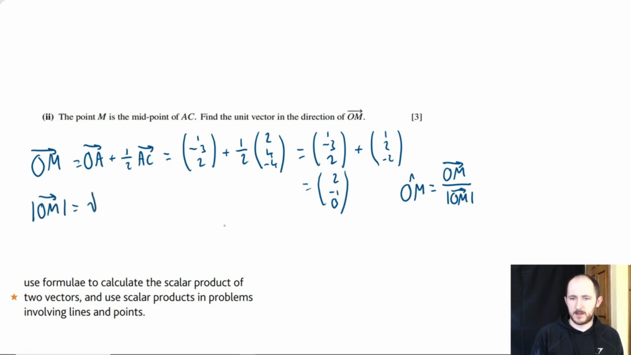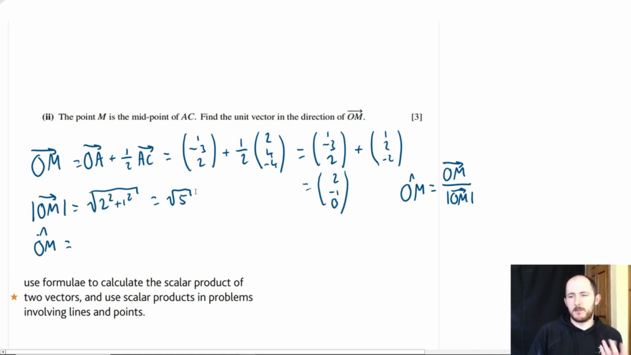And I wrote it as the square root of 2 squared plus 1 squared. So that's 4 plus 1, so it'd be square root 5. Again, it's always positive, so we're going to leave it as square root 5. So OM with a little bit of a hat is going to be, and this is the way I would write it, OM divided by the magnitude of OM, because I know that we can't divide 2, minus 1 and 0 by square root 5.